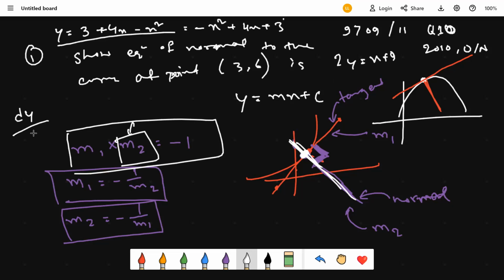So simply dy by dx, which is actually the gradient itself, of this equation should give us -2 times x, which is the differentiation of -x square, plus the differentiation of 4x, which is 4. And the differentiation of 3 is 0, so we don't need to write it here. So simply -2x plus 4 is our equation of the gradient. Now we are able to find the gradient at the specific point.